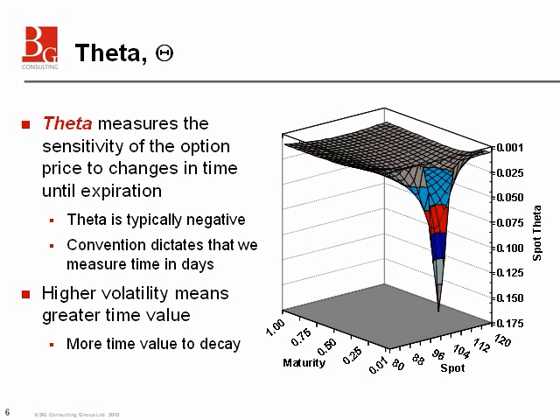Another important relationship to consider here is how theta behaves with regard to the absolute level of volatility of the underlying asset. Higher volatility means greater time value. Thus, there's more time value to decay. Note also that theta is interrelated to gamma. If a portfolio is short gamma, i.e. short optionality, any time decay, all else remaining equal, benefits the book, as the option can be bought back at a lower price through the passage of time.